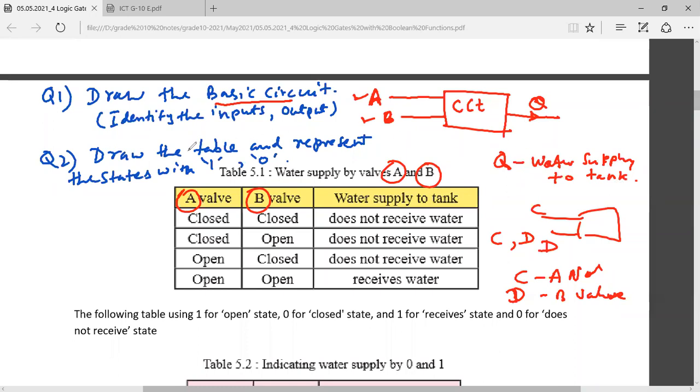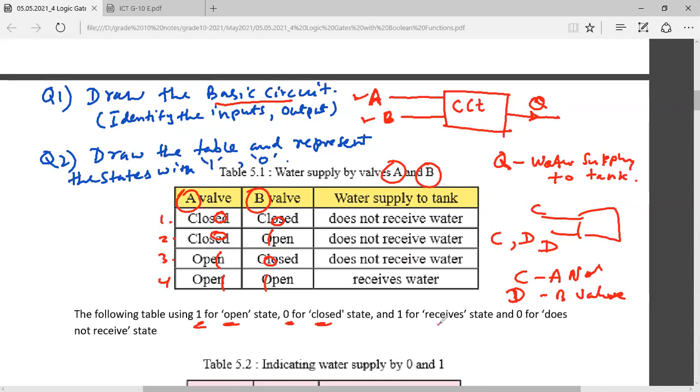Now draw the table. They are mentioning 1 is to open, 0 is to close. So that means 0 0, 0 1, 1 0, 1 1. Okay, so there are 1, 2, 3, 4 combinations. According to these 4 combinations, they are giving the output.